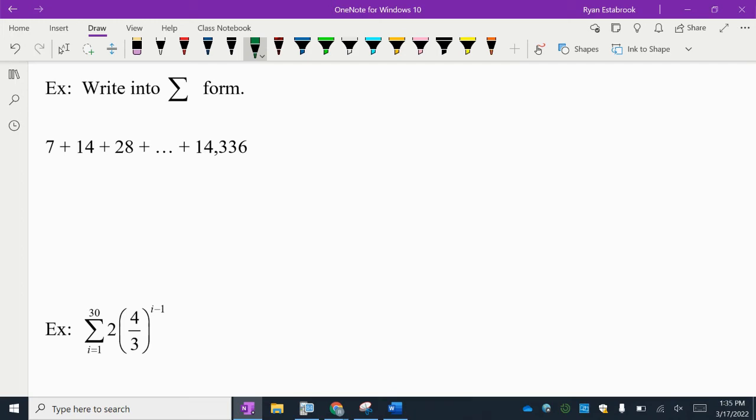Are we multiplying by the same thing every time? What are we multiplying by? 2. So our common ratio is 2. Our first term is 7. I can see that by looking at this list. So can you write a formula for a sub n? If you need to, flip back to the previous page, look at that formula. How would you write this one out into the explicit form?